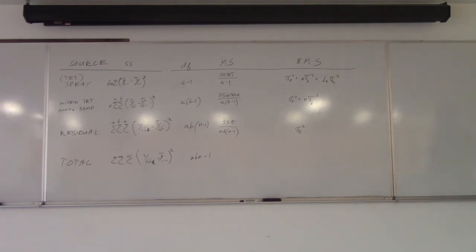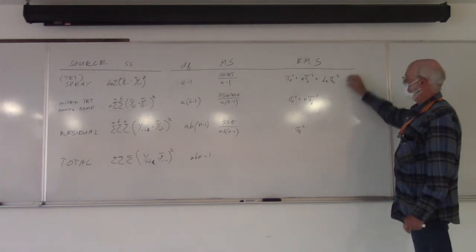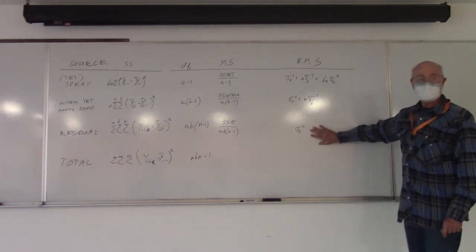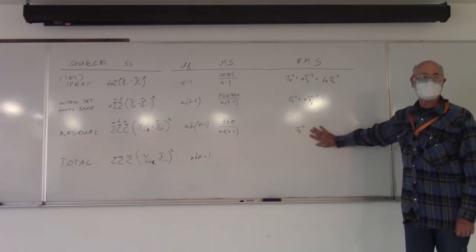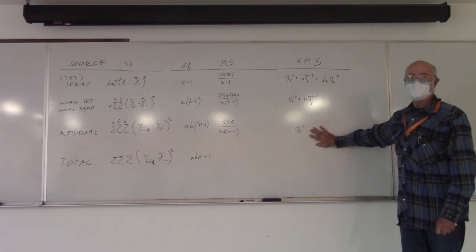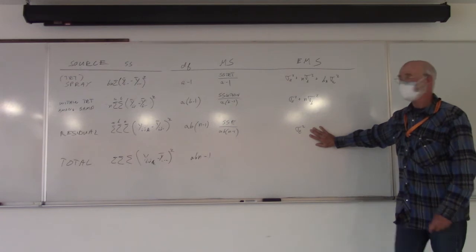So what's the F-test? Well, what would you do if you were totally naive? Well, you take this one and divide it by that one. And that's what 99.9% of people do. And it's wrong. Why is it wrong?